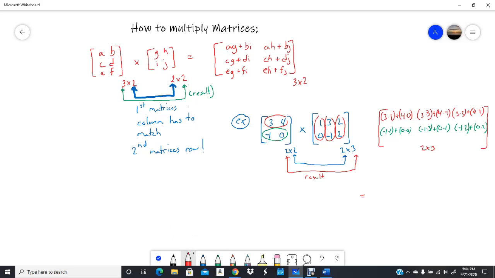So what we're going to get is, since there's a 0, this is just going to be 3 times 1. This is going to be 9 plus -4. That's 5. And this is going to be 6 plus 8, which is 14. This is just going to be -1. There's a 0 there, there's a 0 there. This is going to be -3, and this is going to be -2. And that's how we do the multiplication.